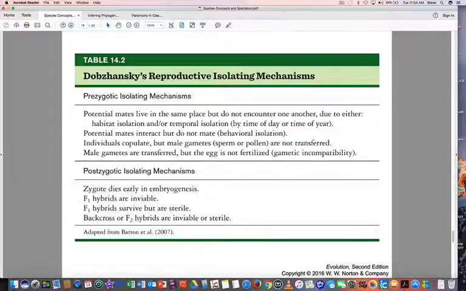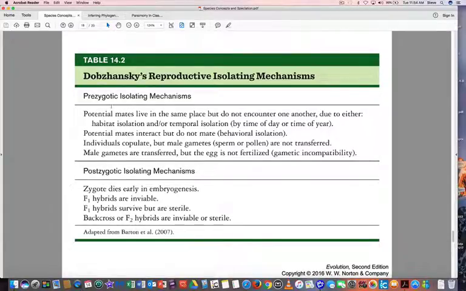The F1 hybrids are inviable. The F1 hybrids survive but are sterile. And all these back crosses are inviable. So this would be a case where two species are hybridizing, but there would be very strong selection against these interspecific matings and strong selection against hybrid matings, and should result in eventual speciation.